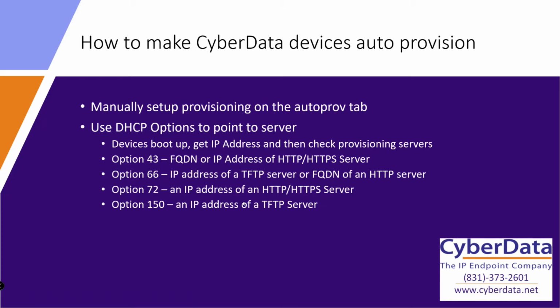Then we've got option 66. Option 66 is specifically either the IP address of a TFTP server or a fully qualified domain name of an HTTP server. You can still technically use option 66 to point to an HTTPS server, because the only difference between the HTTP and HTTPS server is how they communicate with the device. And the device really controls that.